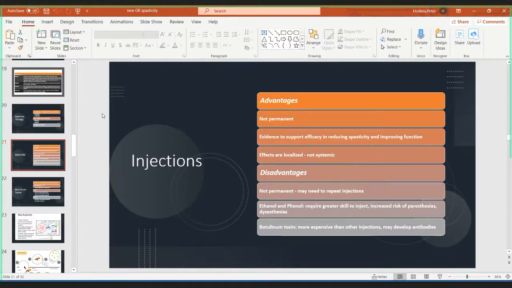And of course, with botulinum toxins there is the issue of cost, even though a lot of studies show that they are essentially very cost effective. Sometimes they can also induce antibodies, even though with the new neurotoxins it's becoming less of a problem, but they can be neutralizing antibodies. And so that's one of the complications of more long-term use.